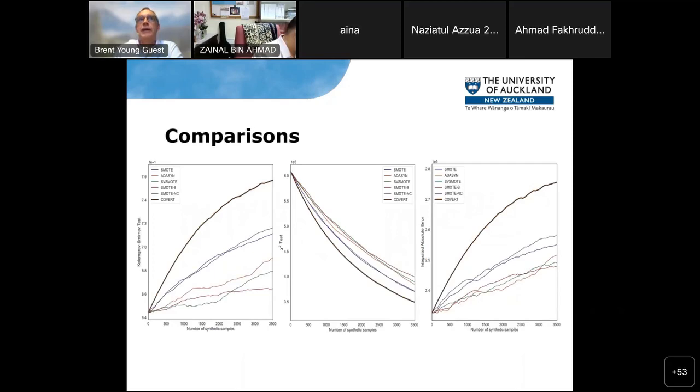And if you compare it to other examples in the literature, we can see here that ours, which is the solid line, outperforms them based on several different criteria: the Kolmogorov-Smirnov test, the chi-squared test, and also based on integrated absolute error.